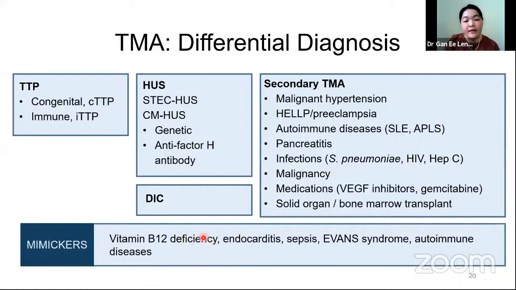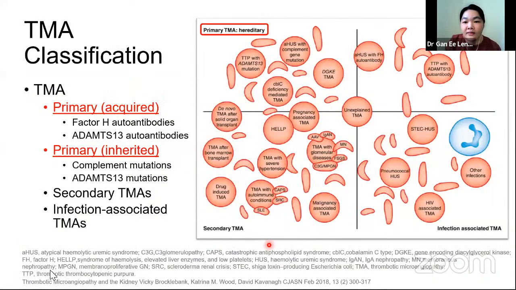For example, with a B12 deficiency, you might have anemia, thrombocytopenia, and raised LDH. But when you see a B12 deficiency patient, they're usually rather stable and well, if compared to a very ill TTP patient. Then we have endocarditis and sepsis to mimic TTP. Evans syndrome presents with anemia as well, with autoimmune hemolytic anemia and thrombocytopenia, but the presence of a positive direct Coombs test basically rules out TTP. And other autoimmune diseases can mimic TTP as well. This is to make the situation more complicated.